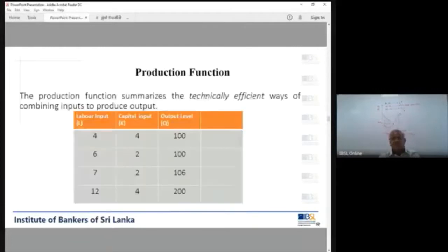That is important to understand. This 100, 100, 106, 200 is the maximum output that the firm can produce from these input combinations. You have to understand that clearly. If a particular company produces less than that, it is inefficient output.